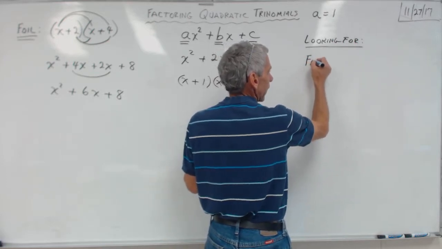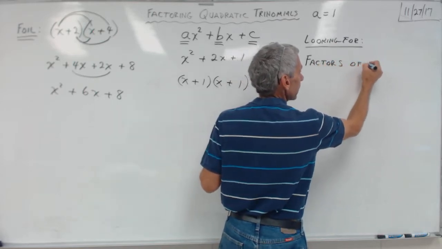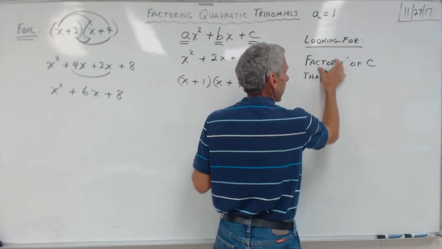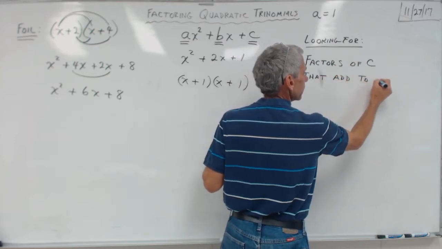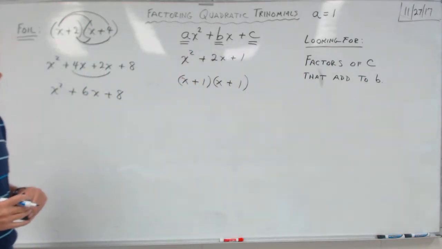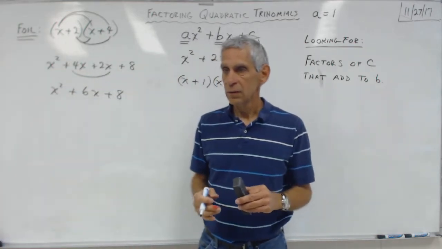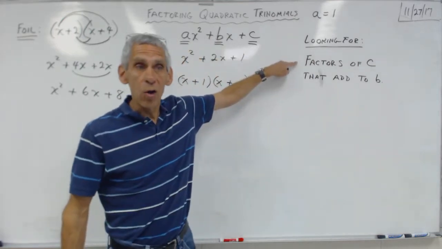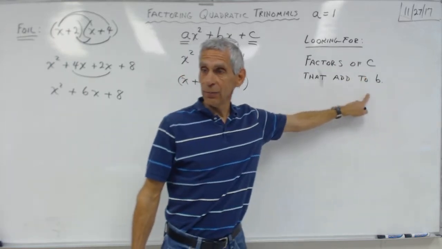This is technically the way I would normally say it, but I'll write it this way and then I'll explain it. Factors of C that add to B. Okay, what are factors? Two numbers that multiply together to get C, but that add together to get B.